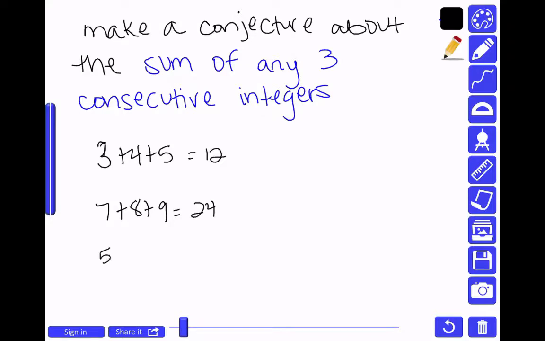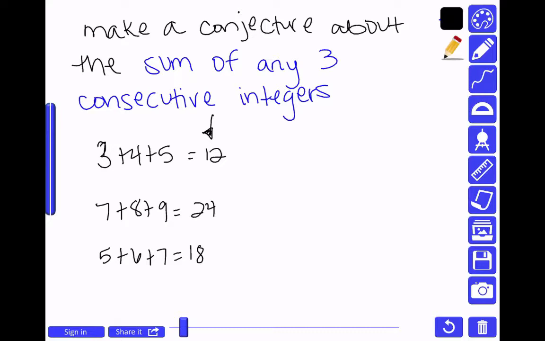Let's go with 5, 6, and 7. 5 plus 6 is 11, plus 7 is 18. So now I have 3 examples here. Let's see if I can come up with a conjecture about, again, I'm trying to figure out where that number might come from, or what's an easier way to find that number. So if you think you can, pause the video and maybe try to figure out the conclusion here.